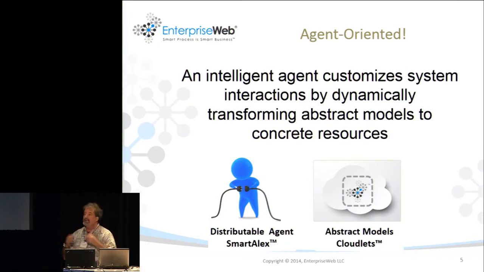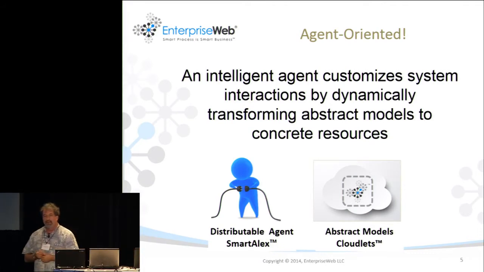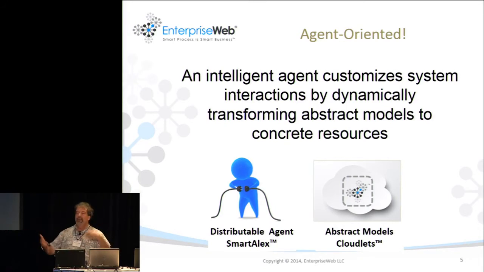So how does this agent work? Well, this agent essentially customizes system interactions by dynamically transforming abstract models into concrete resources. The abstract model is a representation of the capabilities that you're looking to achieve, and then the agent dynamically, in real time, is able to follow those instructions and obtain the metadata, data, code, rules, process logic, whatever it needs in order to complete the interaction, for every interaction, in real time.